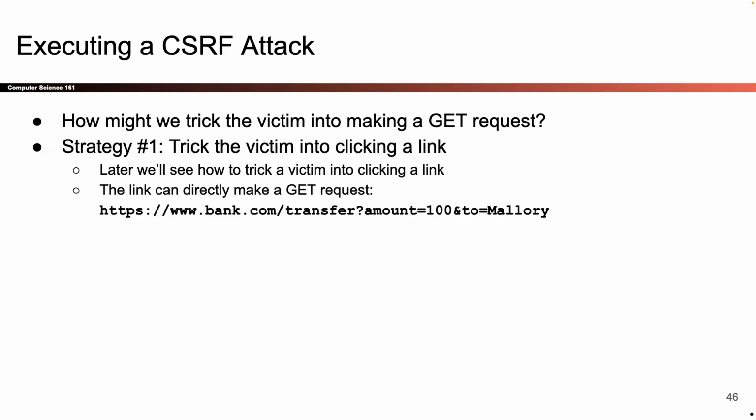Okay. So for example, maybe the link that I send in the email goes to something like this, and maybe the bank has this transfer function that is open to everyone. And if you send a GET request to the transfer endpoint with these arguments, maybe the bank will process your transfer. And when the user clicks on this, the user is going to send the request with these arguments, and the bank's going to process it.